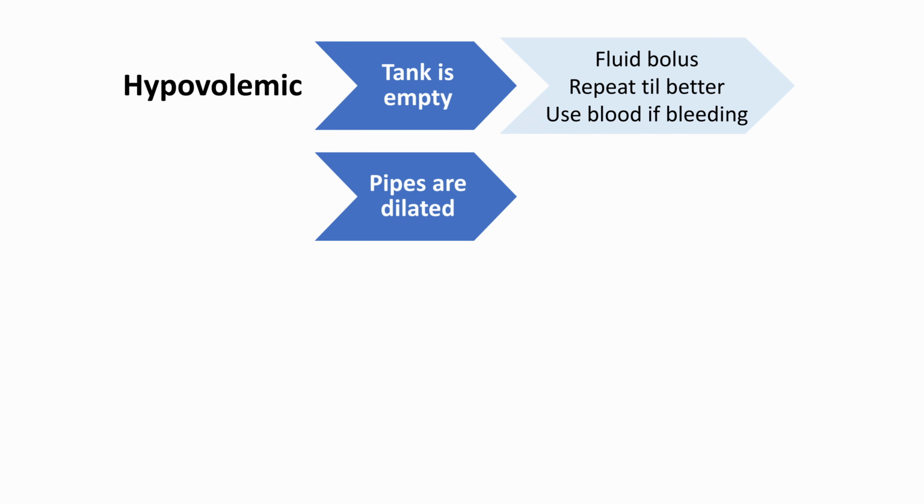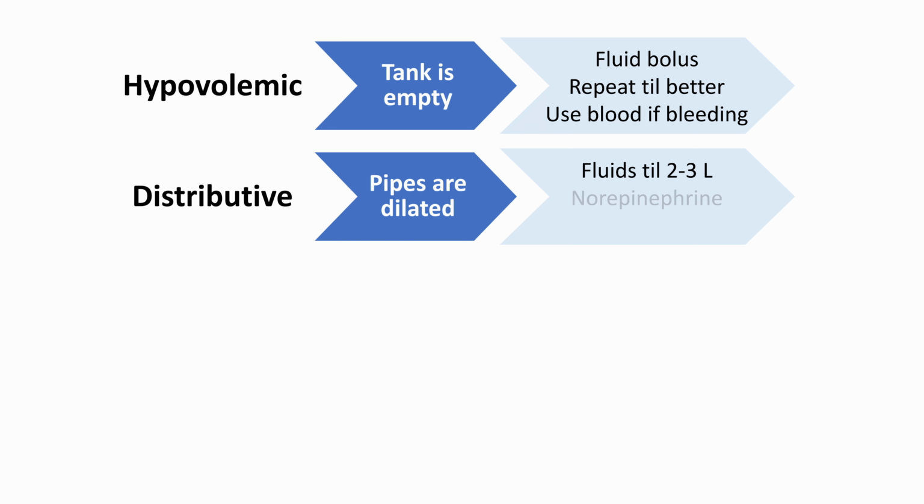If the pipes are relaxed and dilated, you have distributive shock. This is usually a patient with an infection or an allergy. The treatment is first to fill the extra space with IV fluids. And if you hit the 2 liter mark without any improvement, you should probably start a vasopressor. Norepinephrine is an excellent choice. If you suspect an allergy, use epinephrine right away.